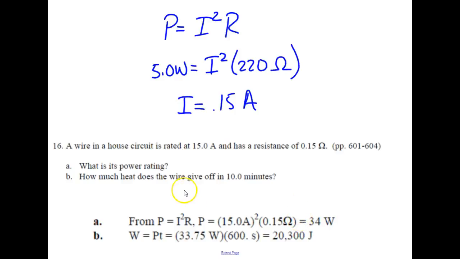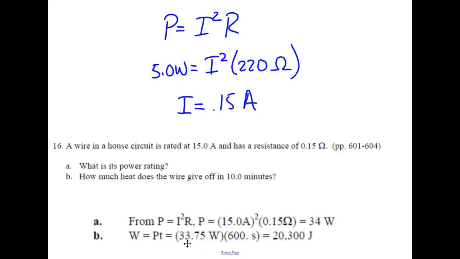How much heat does the wire give off in 10 minutes? This is assuming that all the energy that's in the form of electrical energy gets transferred to heat, which it doesn't, but they're assuming that in this case. The electrical energy is calculated by power times time. So we know our power, non-sig fig, was 33.75 watts, and 10 minutes, 10 times 60 seconds in 1 minute, is 600 seconds. We have to use seconds in that, not minutes.